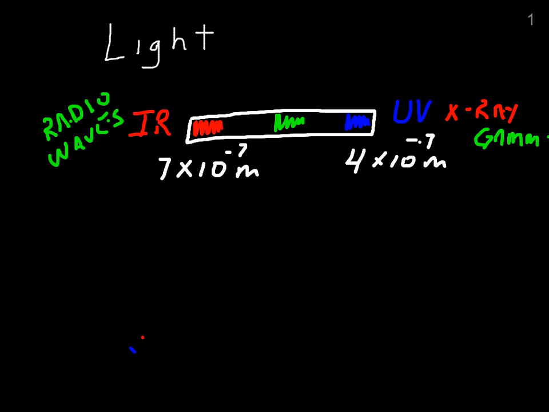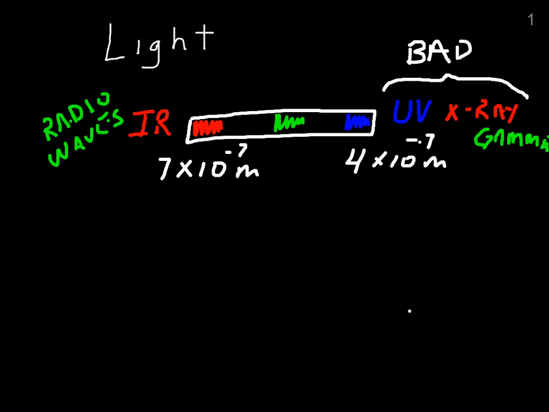And this type of light is not very nice light. This is ionizing radiation. So light on this side of the spectrum is bad because it can kind of raise havoc. So anyway, that's the visible light, or the entire electromagnetic spectrum.